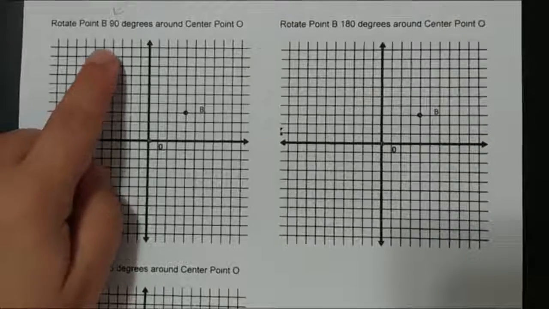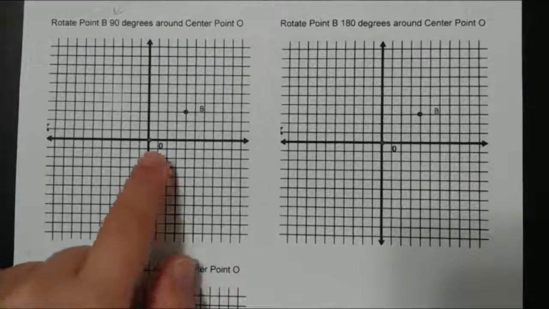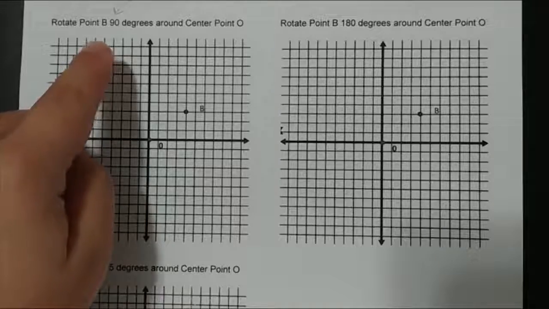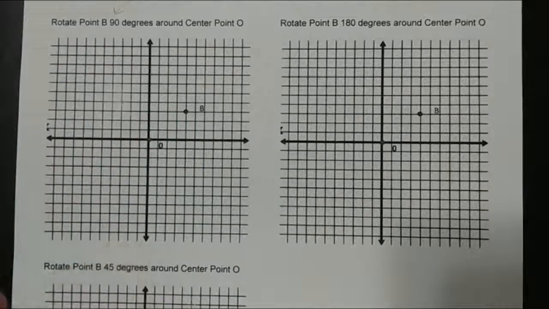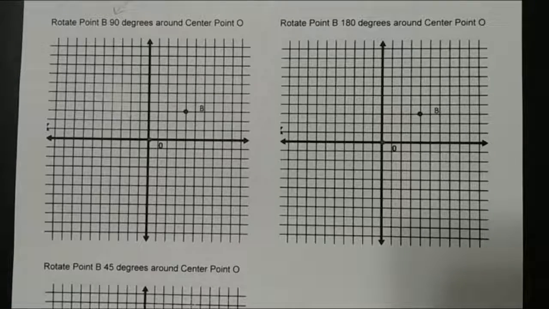So first we're being asked to rotate this point B 90 degrees around this center point O. The main thing to remember is that a 90-degree rotation is positive and it goes to the left, or in the counterclockwise direction. So let's begin rotating.